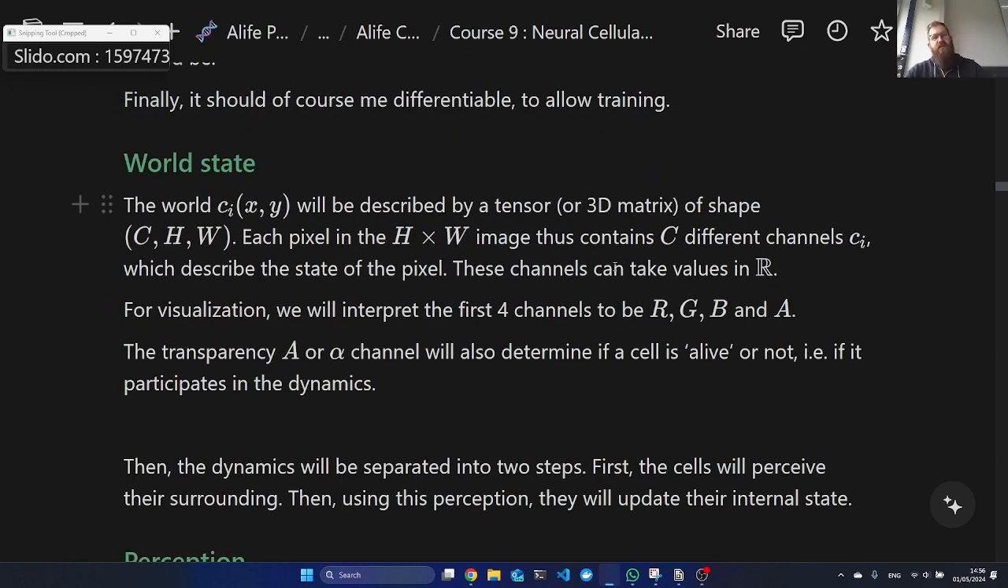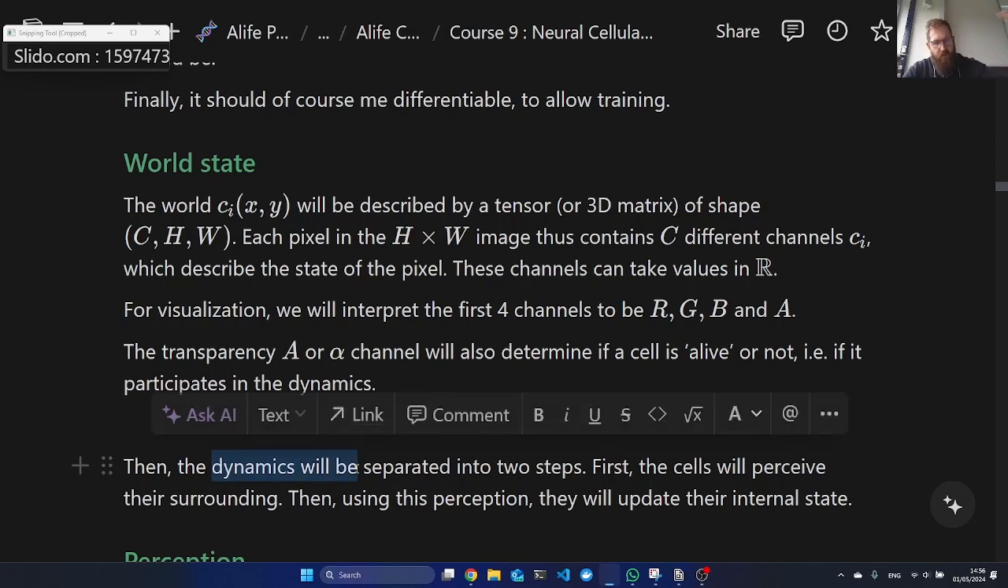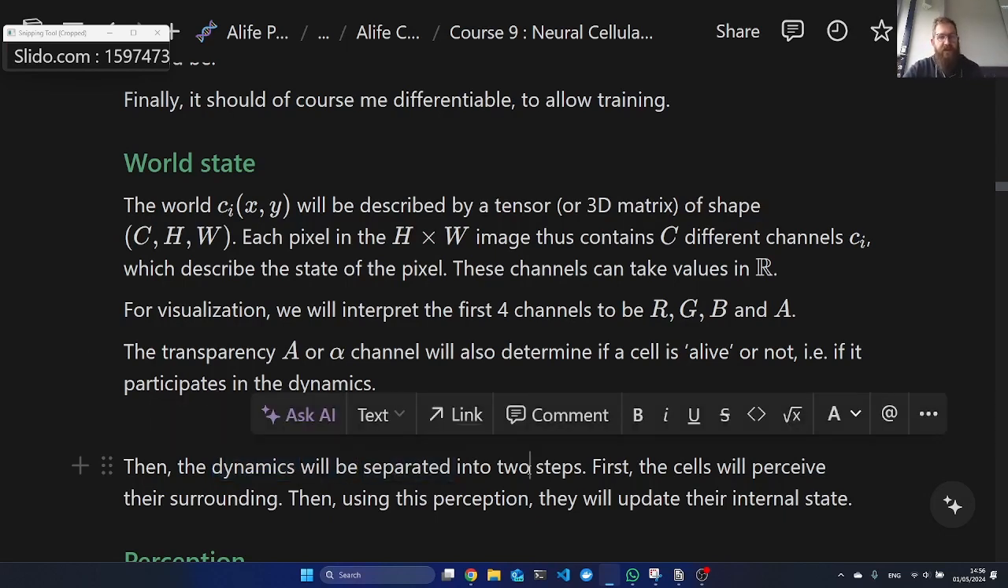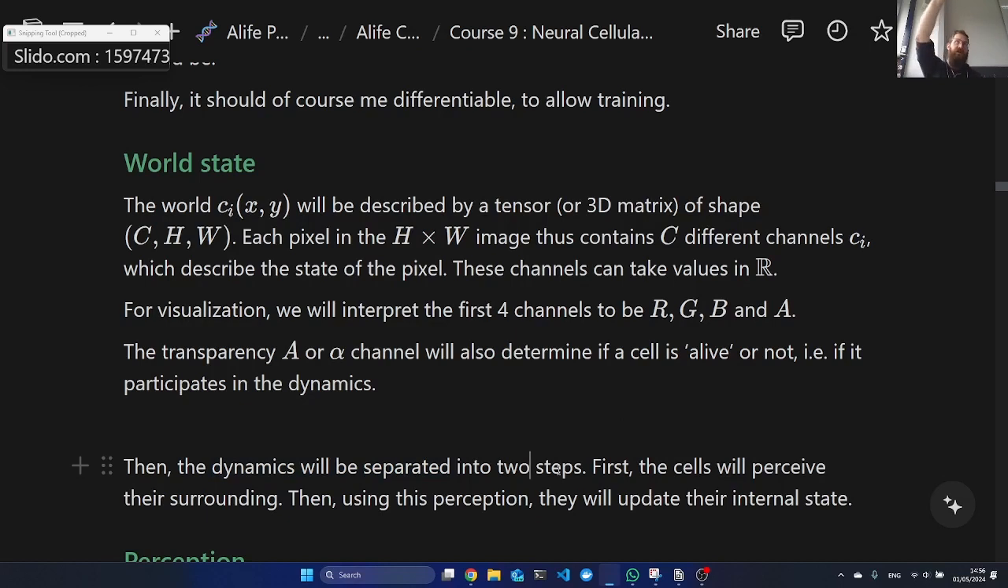So yes, this is our state of the world. Each pixel has a bunch of values which determine its state and how it appears. And now we will define the dynamics. They will be separated into two steps. First, each pixel will look at its surroundings, perceive its surroundings, and summarize the state of its surroundings in a vector. Then, using this summary, it will apply some sort of complicated function to determine its new state.